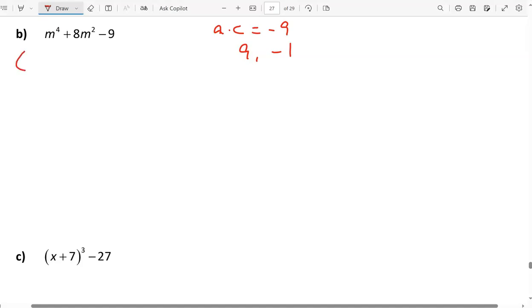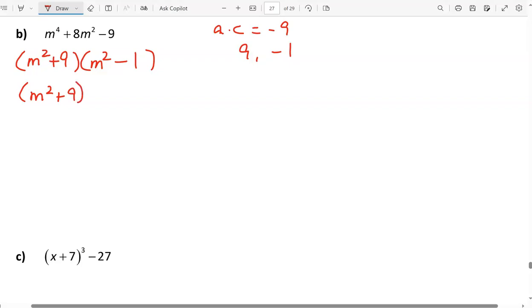Now we can use easy factoring on this one because A is 1. However, the firsts in each parentheses need to be m squared because m squared times m squared is m to the 4th. Now we can just use the factors that we found, m squared plus 9, m squared minus 1. Now let's address m squared plus 9 and see if it factors again. It is 2 terms, but it is the sum of squares, which is prime. That means I'm not going to factor it again, I'm just going to bring it down to my next step.